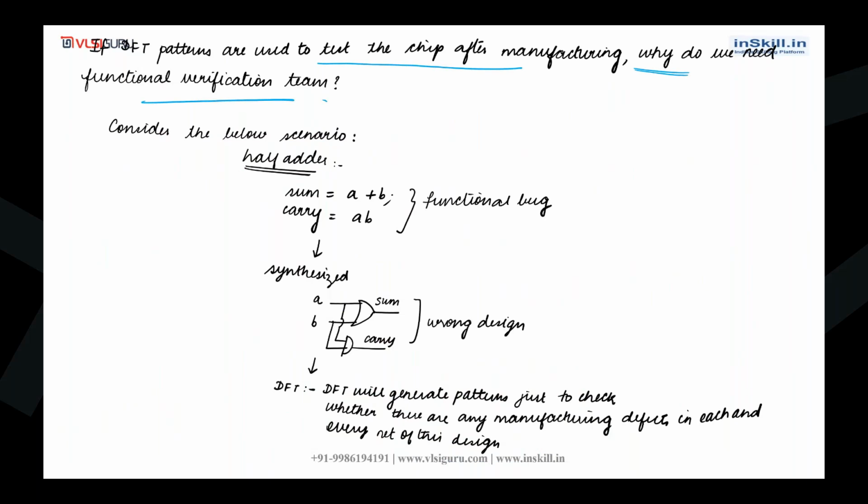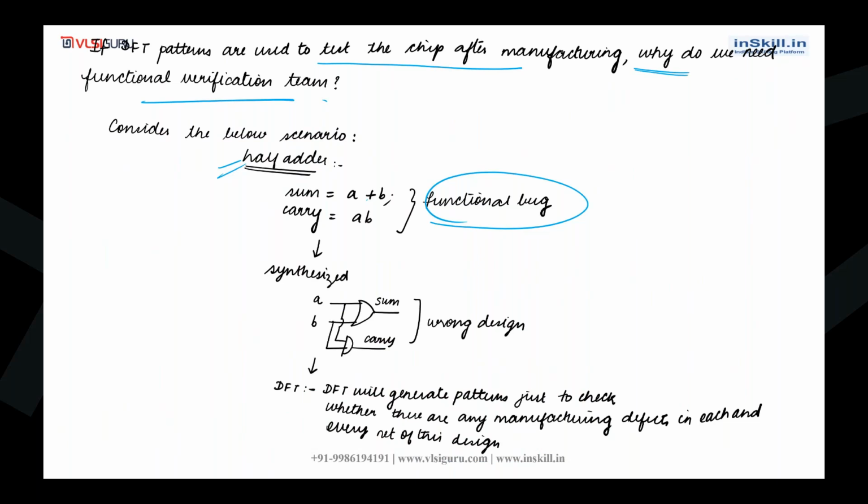Let's try to understand this with the help of an example. Say, for example, we'll consider a simple circuit, a half-adder design. Sum is equal to A plus B, carry is equal to AB. So this is not correct. This is a functional bug. Sum should have been A XORed with B, carry should be AB. But here someone mistakenly wrote sum is equal to A plus B, carry is equal to AB. This is the functional bug.